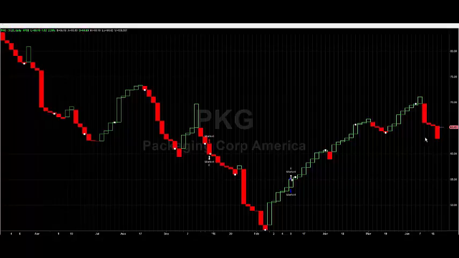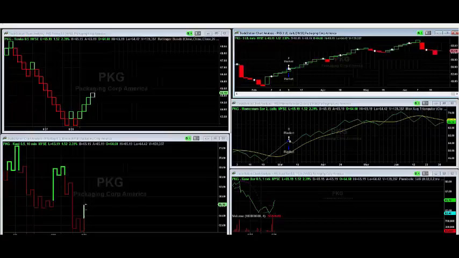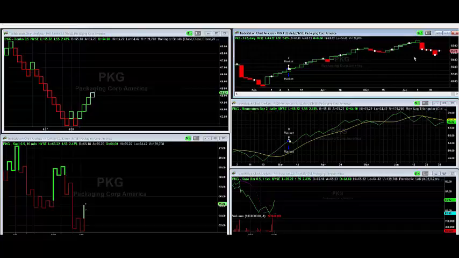So I don't mind missing the bottom, and I don't mind missing the top. I like consistency, whereby price is moving in one direction for a considerable long period of time. So that's how we look at the price channel, and that's how we measure it as it relates to some of the tools in Charles Schwab.